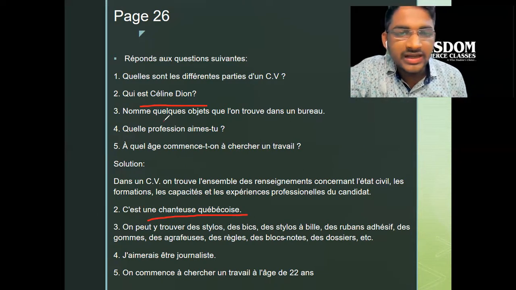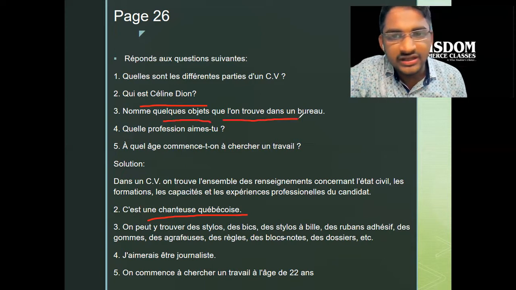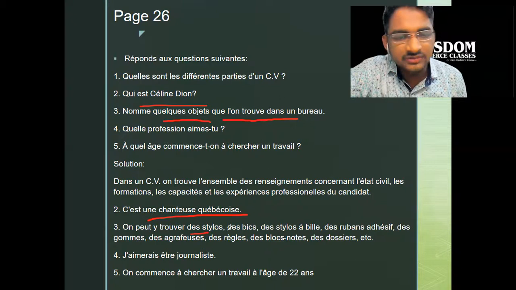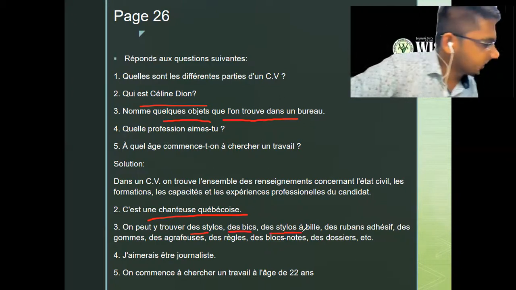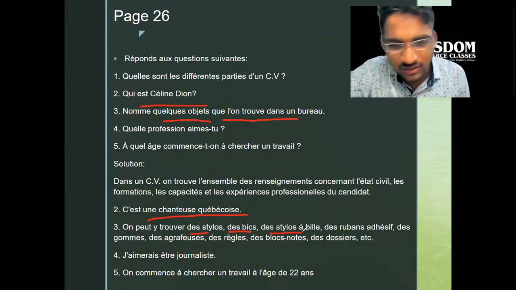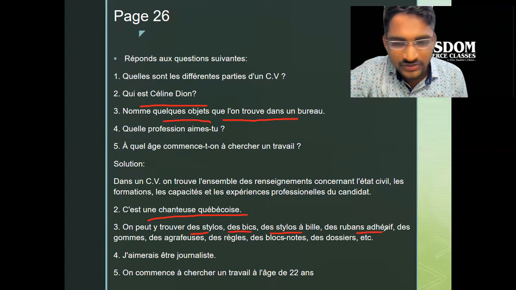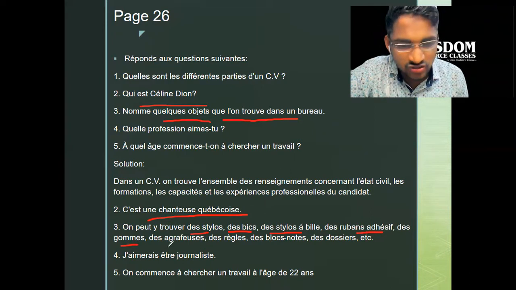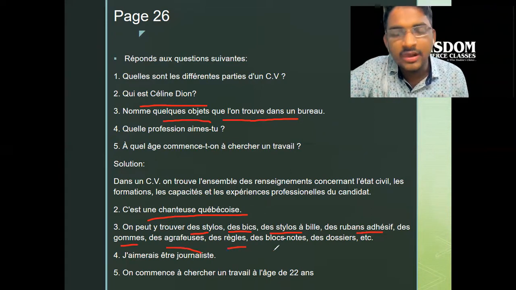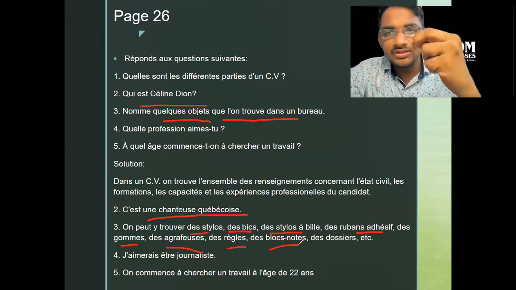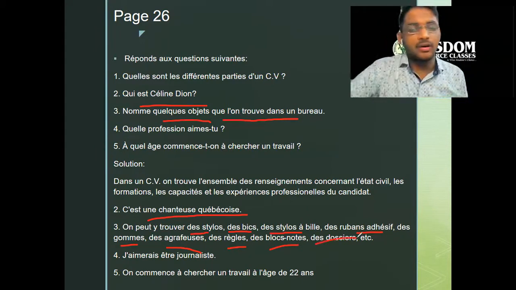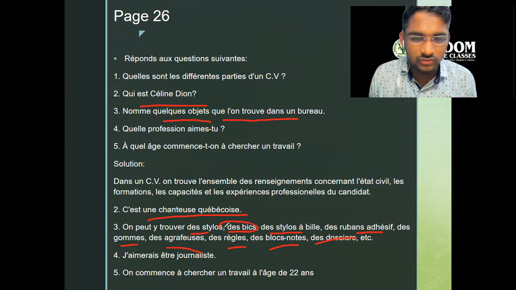Third one, nommer quelques objets. What are the things that one finds in an office? So one can find there some pens. They big, meaning ball pens. This is a ball pen. So what is they big? So they big is something. Okay, I'll just search. Adhesive tapes and some erasers and staplers and rulers, and bloc-notes is the notepad, and files, etc. Okay, you people can find the meaning of big.